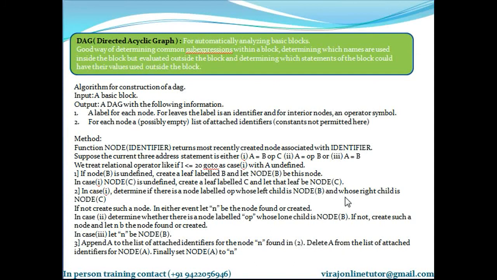Constructing a DAG, or directed acyclic graph, from the 3-address code is a good way of determining the common sub-expressions within a block. It also helps in determining which names are used inside the block but evaluated outside the block. And it also helps in determining which statements of the block could have their values used outside the block. So for all these optimizations, it helps us if we draw a directed acyclic graph.